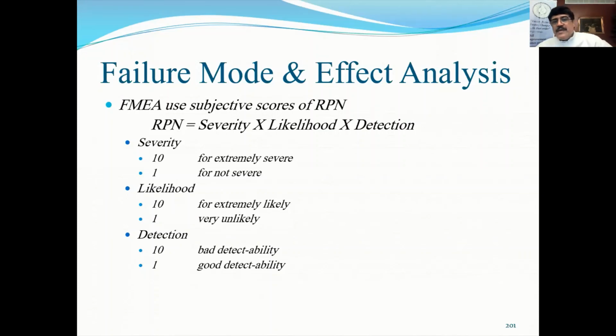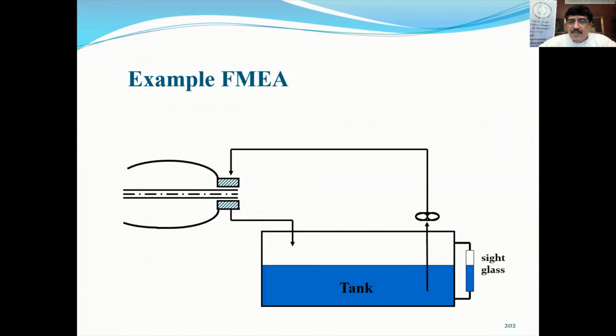If you multiply these numbers together, you get an RPN score. It's called the risk priority number score for each one of them. Let me give you this example. It's a real example that we did. This is a lube oil tank.